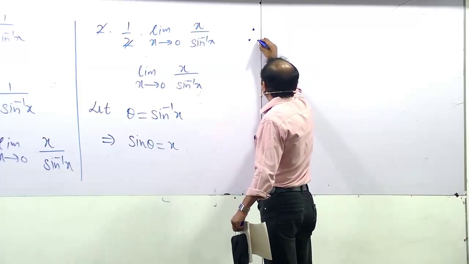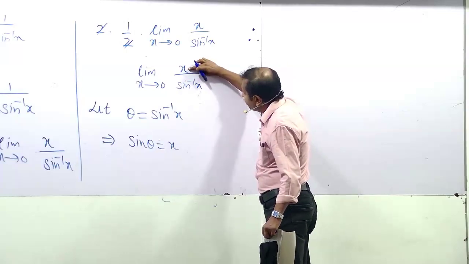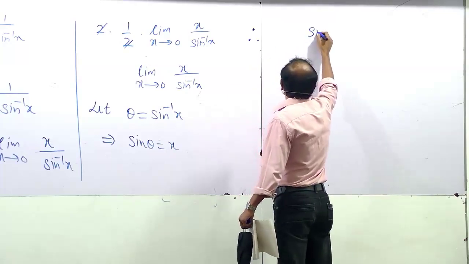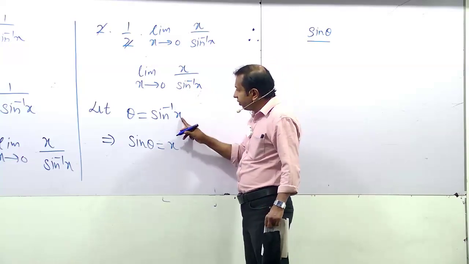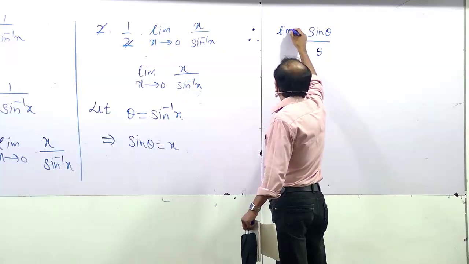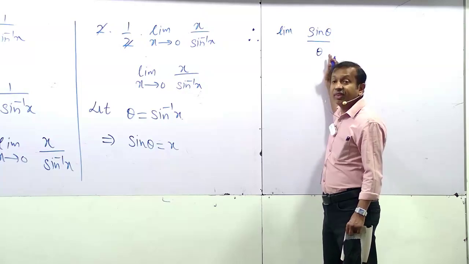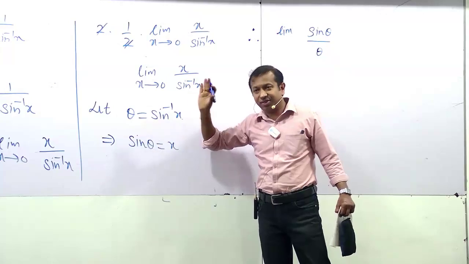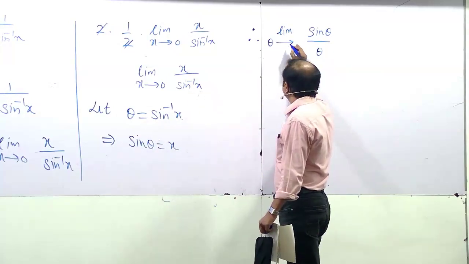Therefore, this limit x going to 0 I write later. I substitute for this x. What is x? x is sine theta, divide by sine inverse x. Sine inverse x is theta. Here we have theta. Now you can see, people, new question we have in terms of theta. Really, here we have used a substitution, no? Now tell me, theta should go to what here?